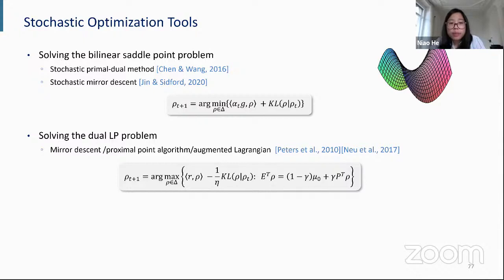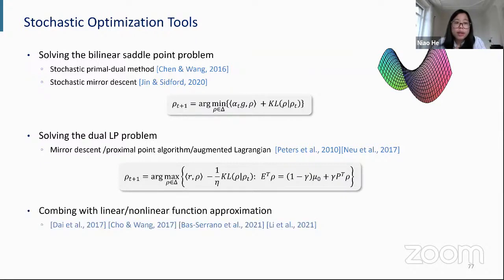And the difference between these two approaches is that here we oftentimes use a fixed regularization, whereas in mirror descent we use a much smaller step size. I think those are some of the differences there. And you can also easily combine all of these approaches with linear or nonlinear function approximations, rather than just dealing with the tabular setting, right? There are lots of results coming out.